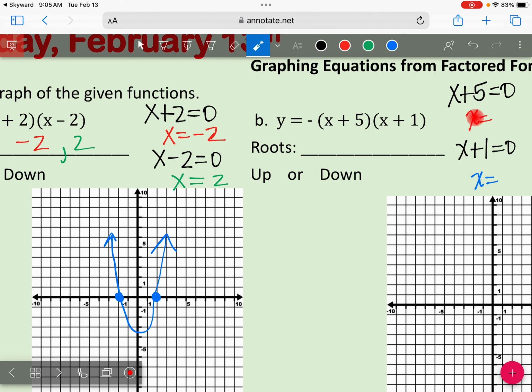So Jaden, what would you get for this one? If x plus 5 equals 0, what's x going to be? -5. So let's put -5 on our line.